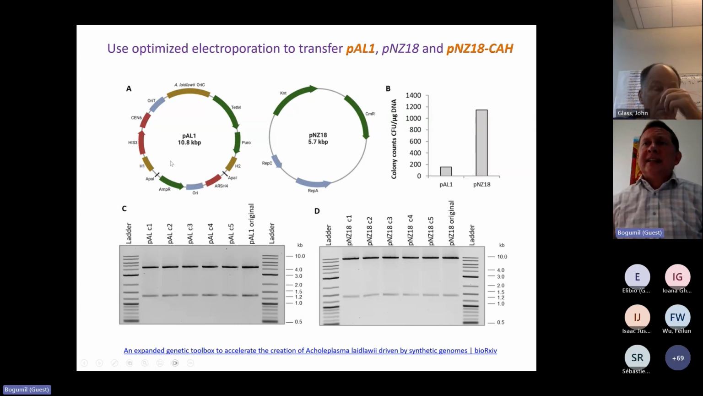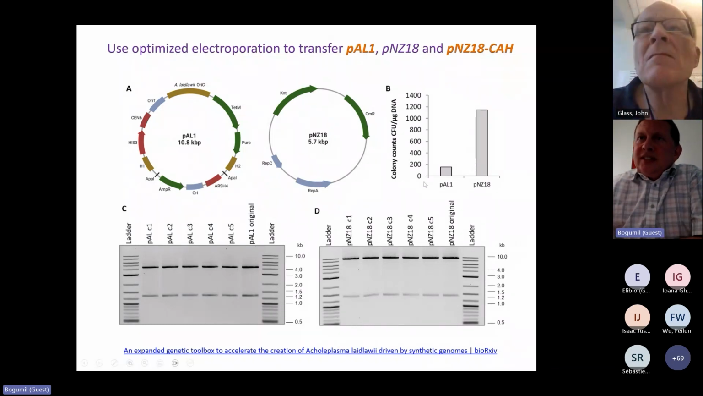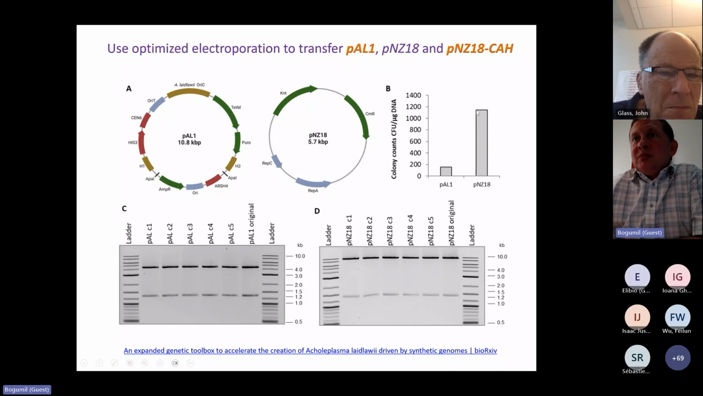After trying some of the initial protocols, Daniel finally got a few colonies with electroporation, but then he continued optimizing it, and now he was able to get quite a few colonies with both plasmids. With the smaller plasmid he was getting more colonies. You could recover those plasmids, and they were all very stable. The two gels below show that the plasmid can be recovered from Acholeplasma and digested, and they all look intact, so no major rearrangements here.